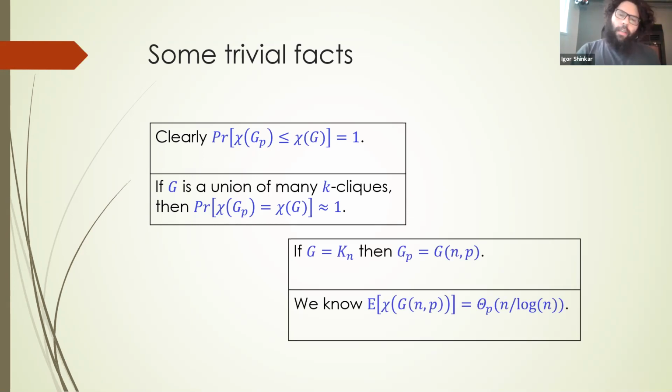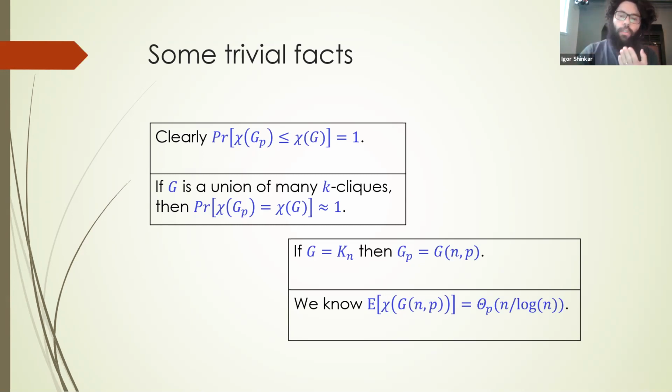On the other hand, if G is just a complete graph, so I used the letter N, but maybe it would be better to use the letter K for the number of vertices. So if we start with a clique on K vertices, then the chromatic number becomes K divided by log K. Okay, so we have two examples. In one example, if it's a union of many cliques, the chromatic number stays close to K. If G is just one clique, then the chromatic number is K divided by log K.